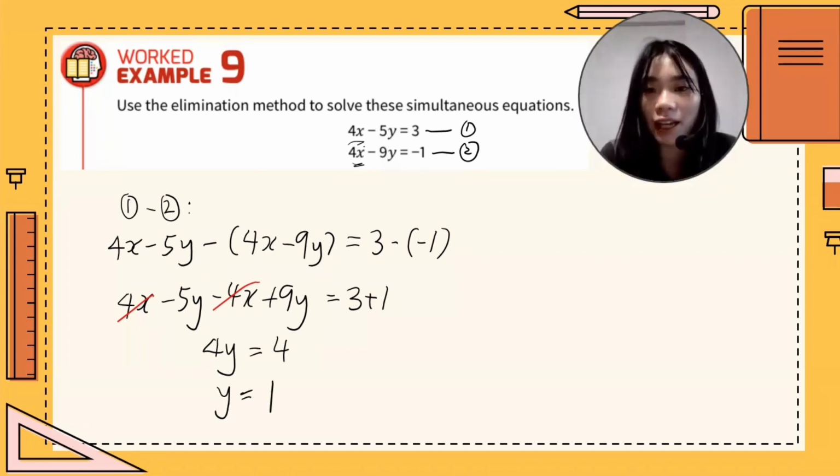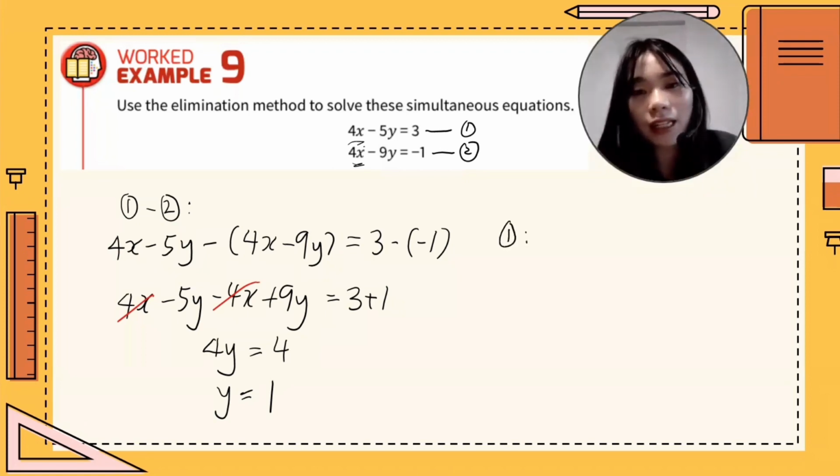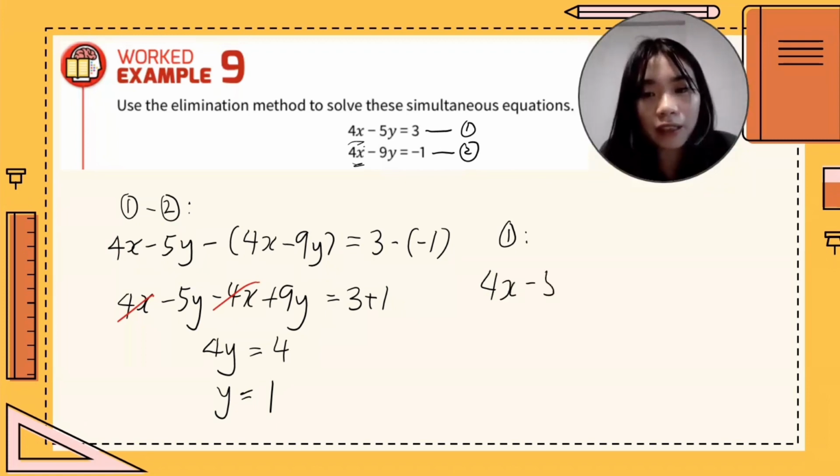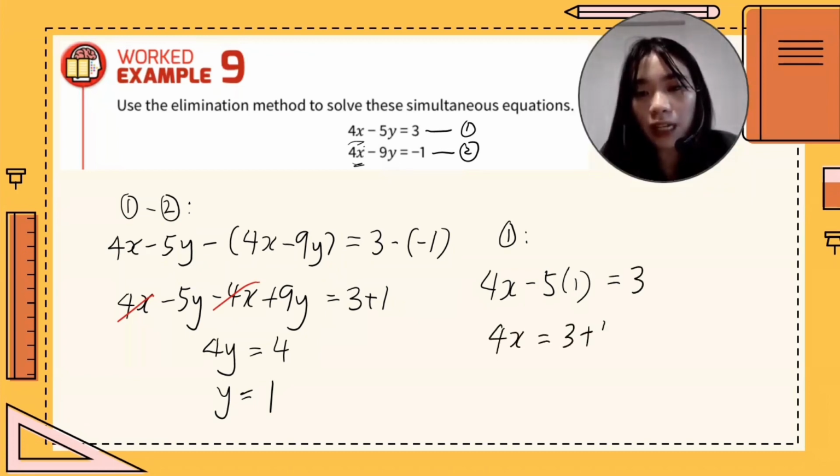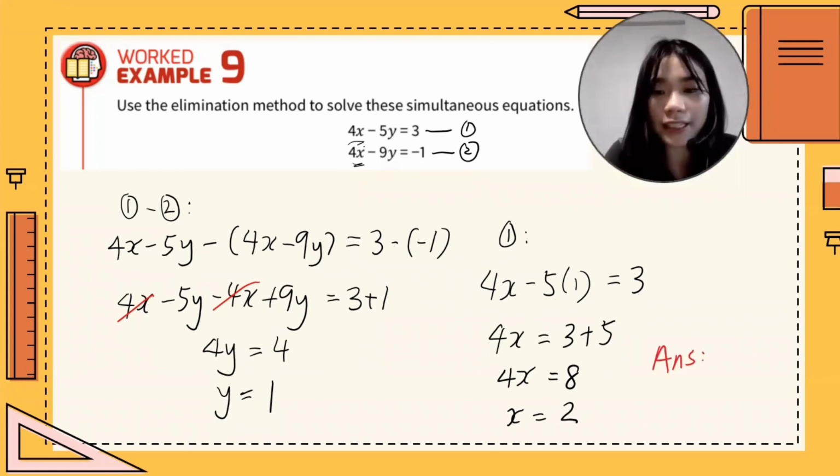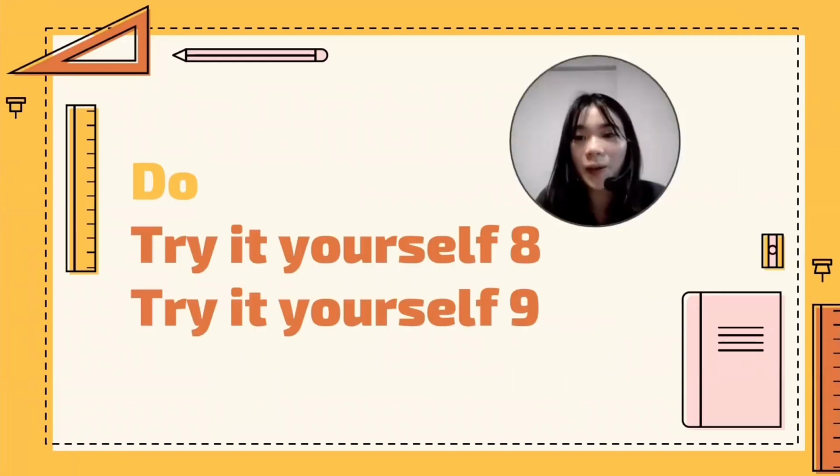Same thing, I can choose either equation 1 or 2, but let me choose equation 1, okay? Then 4x minus 5y, which is 1, equals 3. Then 4x equals 3 plus 5, which means that 4x equals 8 and x equals 2. So x equals 2 and y equals 1. To help yourself, it will be good if you can try it yourself 8 and try it yourself 9.